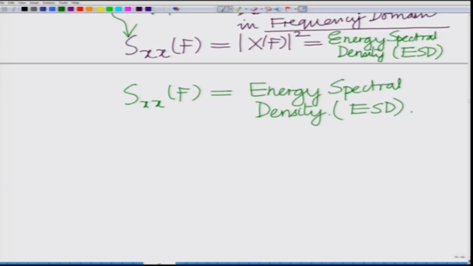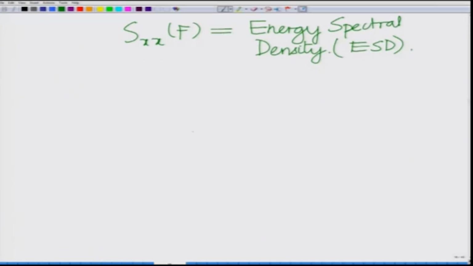Okay. So, what we have is the autocorrelation Rxx of tau, which is a measure of the degree of self-similarity of the signal x of t. Take the Fourier transform of that and it gives us Sxx of f, for which we now have a very interesting interpretation: that is the energy spectral density of x of t, which characterizes how the energy of x of t is spread across the frequency axis in the frequency domain. Right. Let us now look at an example to understand this concept of autocorrelation and energy spectral density.